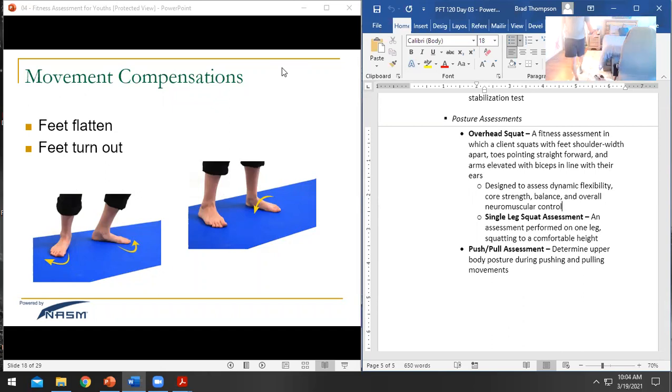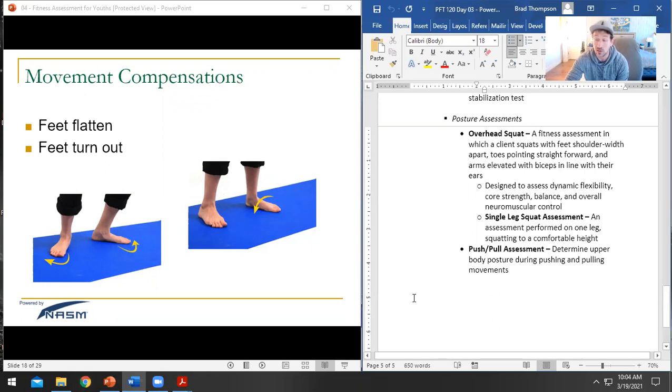We also don't want to see this kind of thing where someone's feet turn away. Usually that's also associated with flattening, but when we see the feet turning out, that is also telling us that certain muscles are overactive. So how do we know which muscles are overactive? All we have to do is look at our muscle actions. What muscles rotate the foot outward? That's going to be the outside part of my gastrocnemius, my calf muscle.